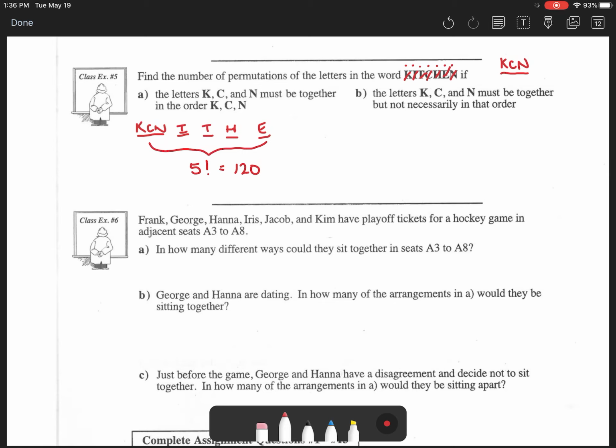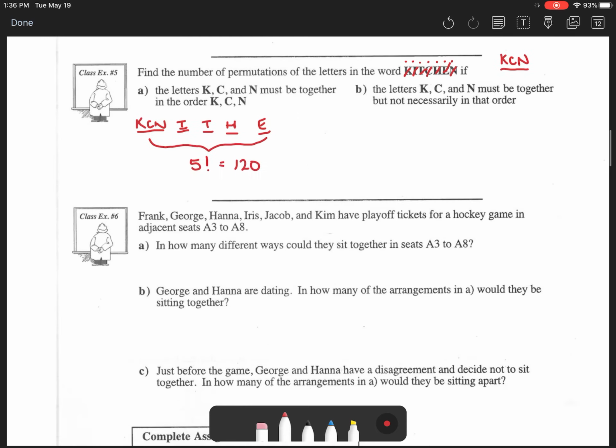Now, if you look at B, it says K, C, and N must be together, but not necessarily in that order. So what you would do is the very same calculation that we did in A, so 5 factorial. But this time I have to multiply by the number of ways K, C, and N can be organized. So K, C, and N, there are 3 things there. That can be organized 3 factorial ways, right? 3 options, 2 options, 1 option. So I multiply by 3 factorial, because K, C, and N have to be together, but they can be together in any order.